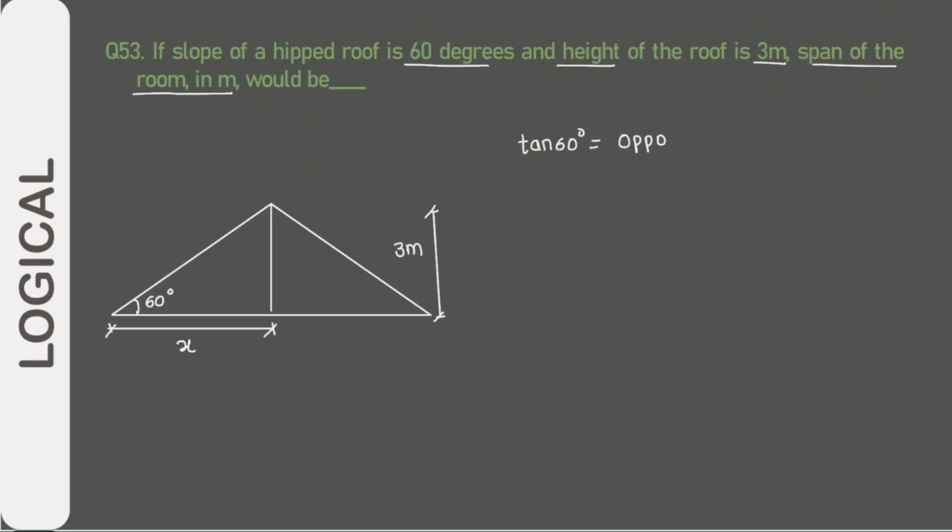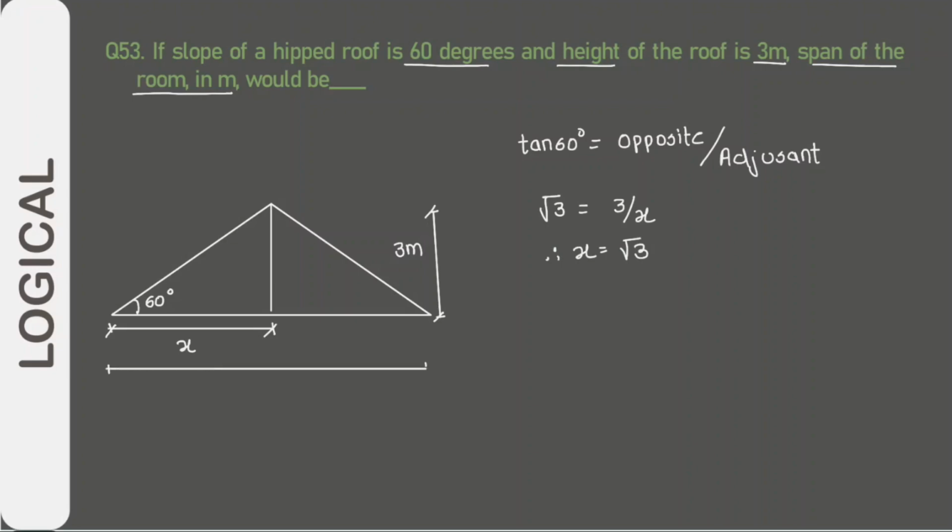So tan 60 degree is equal to opposite upon adjacent, which is equal to 3 by x. We know that the value of tan 60 degree is root 3. So calculating for x, it comes up to root 3. But x is half of the span of the room. Consider the complete span of the room as a. So a is equal to 2x. Calculating for a, we get the span of the room as 3.45 meters.